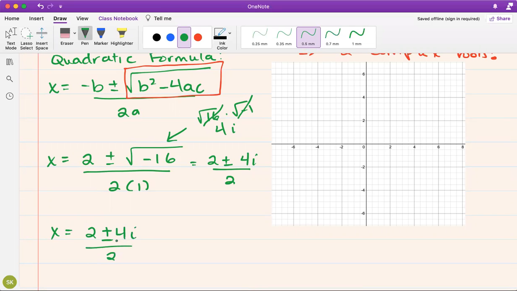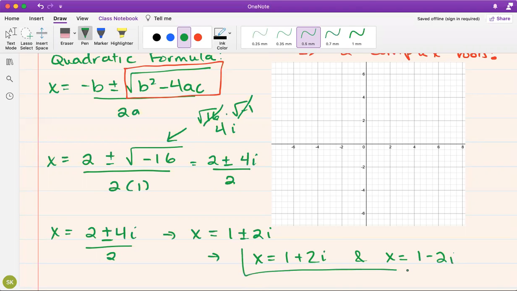Now, all of this has a common factor. Everything is divisible by 2. So we get x is equal to 1 plus or minus 2i, which tells me x is equal to 1 plus 2i, and x is equal to 1 minus 2i. Those are our complex roots.